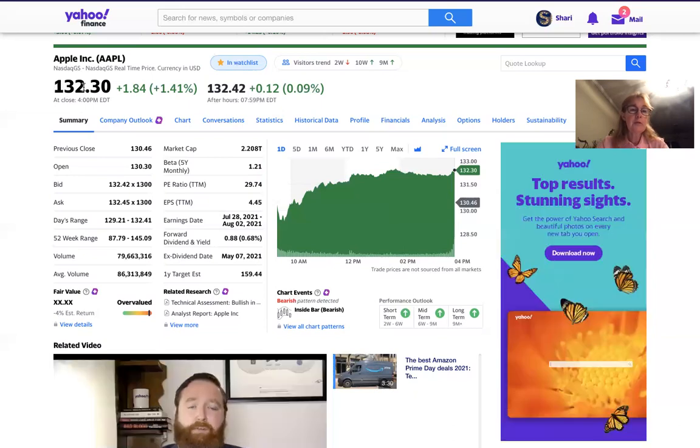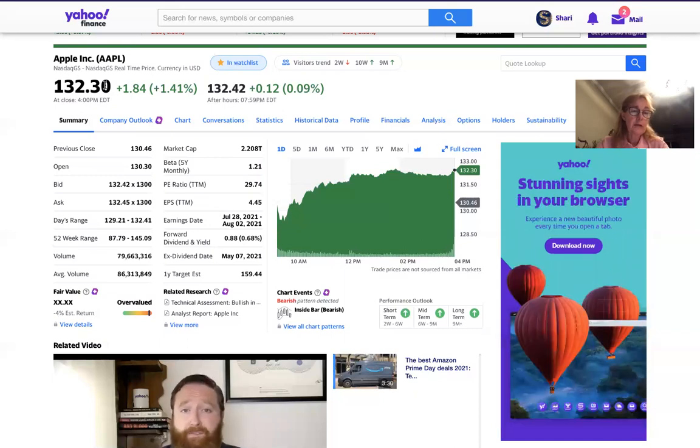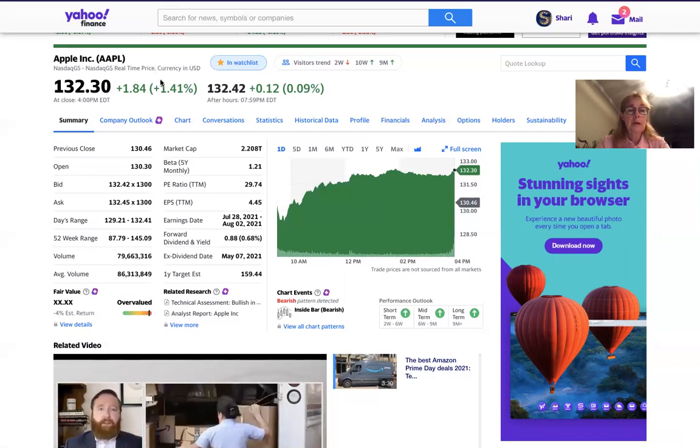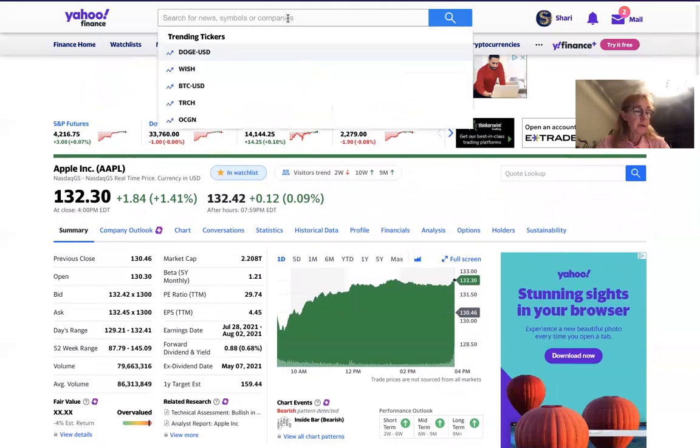So this is the closing price. All right, so Apple closed at $132.30. So I'm going to buy 8 shares of Apple. I'm going to take 8 times 132.30, and that's going to be $1,058.40. At this point, all I'm doing is writing down the price and calculating how many shares I'm going to buy. So 8 times 132.30 equals $1,058.40. So that's Apple.